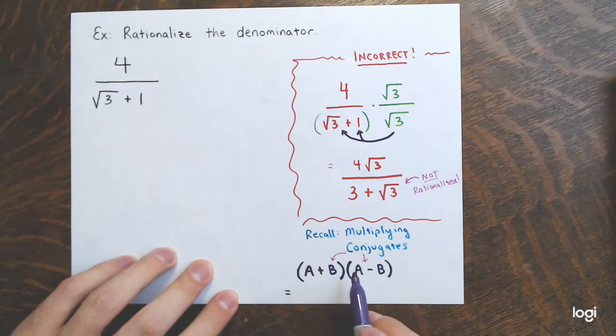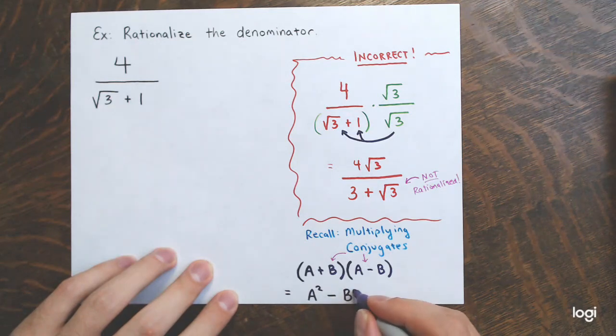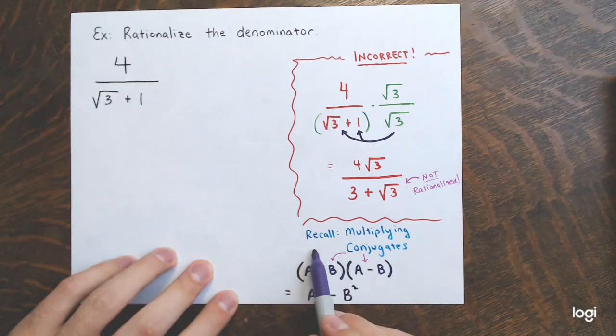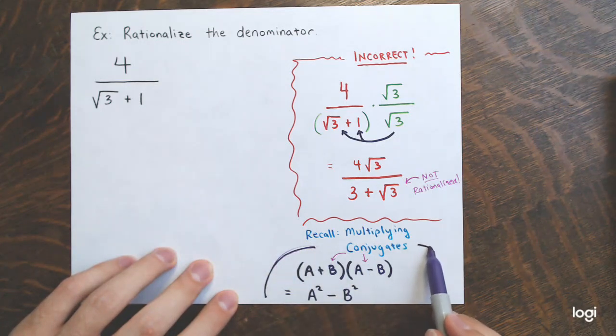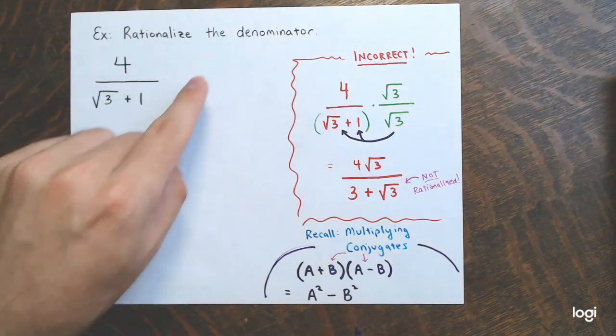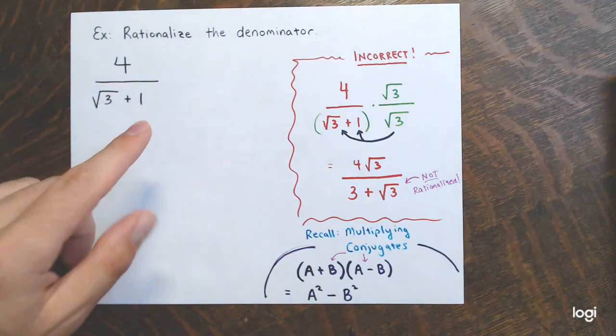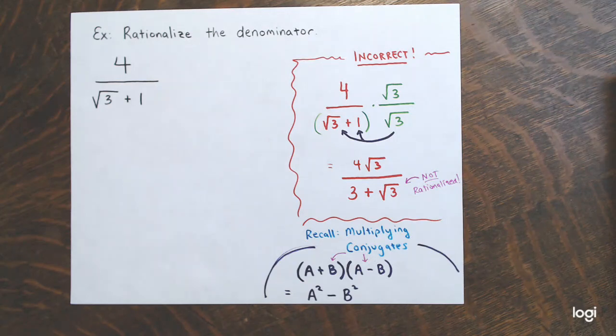If you were to distribute the a and then distribute the b and combine like terms, you'd end up with the a squared minus the b squared, right? You end up with a difference of two squares. So we have to keep this in mind right here. This is going to be huge for us when we're rationalizing a denominator with a square root and two terms like this has.